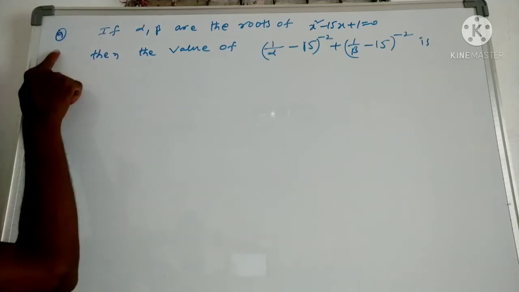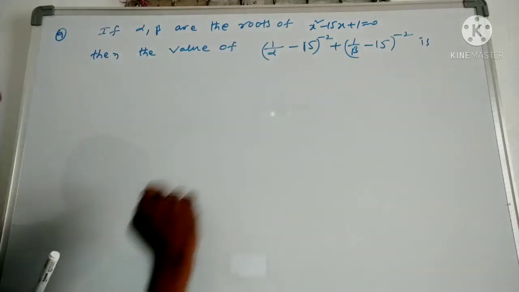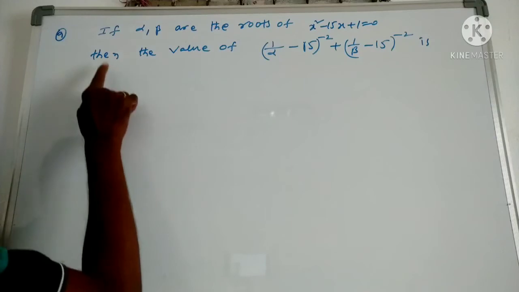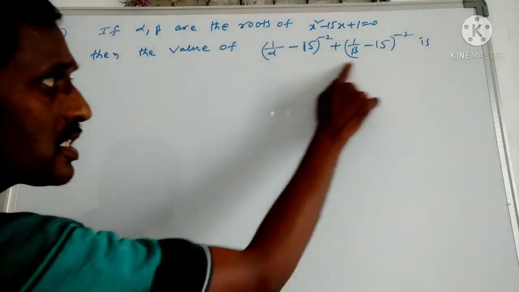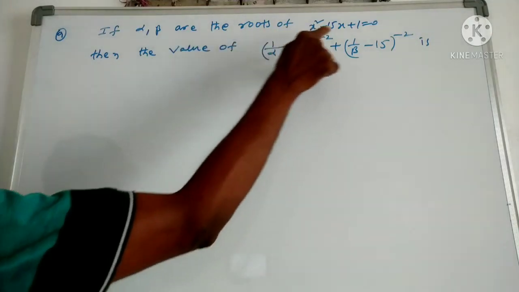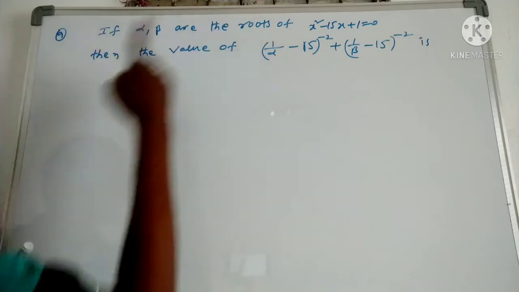Now the next, ninth problem is: if alpha, beta are the roots of x square minus 15x plus 1 is equal to 0, then the value of this you have to find. So for the quadratic equation, what are the roots given? Alpha, beta. If it is, then we can write the sum and product now.